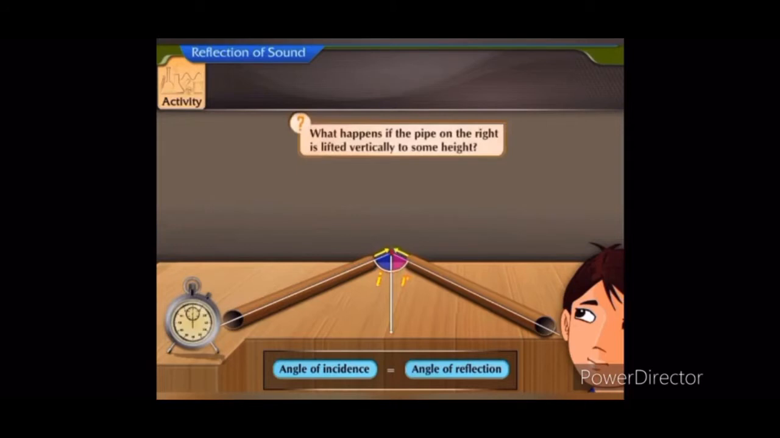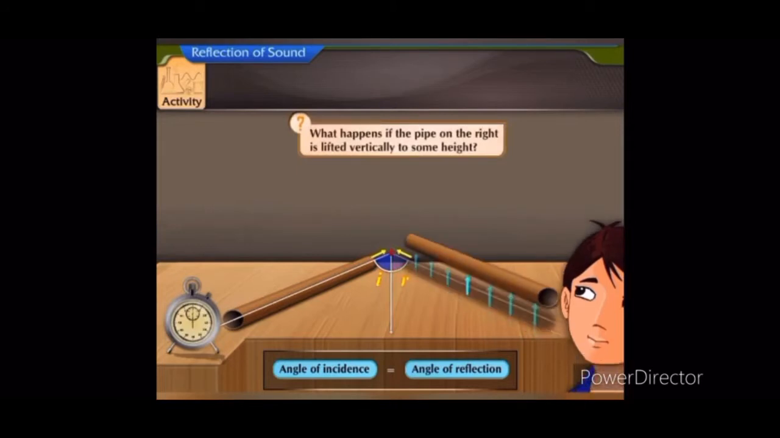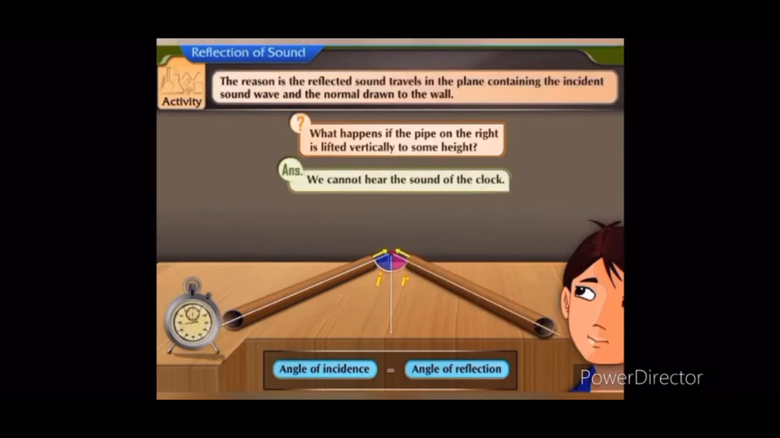What happens if the pipe on the right is lifted vertically to some height? We cannot hear the sound of the clock. The reason is the reflected sound travels in the plane containing the incident sound wave and the normal drawn to the wall.